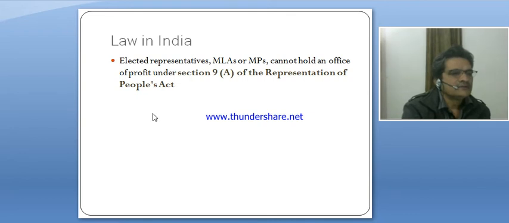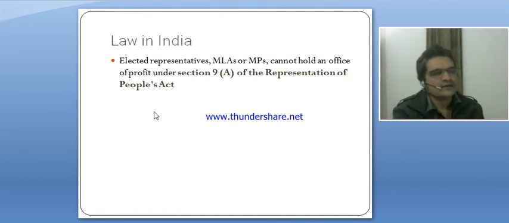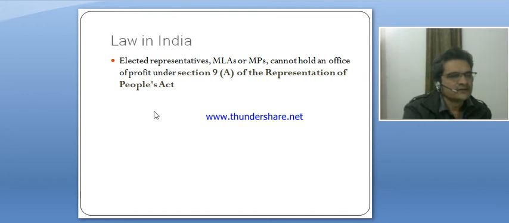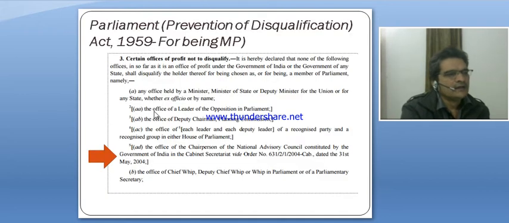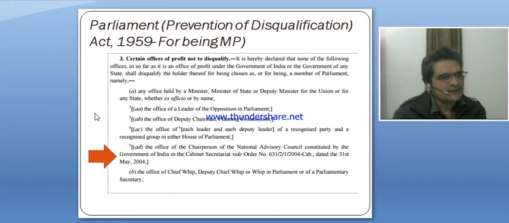Now, coming to the law in India, I had already mentioned that the Representation of People Act clearly bars MLAs and MPs from holding any office of profit, and it is in harmony with the provisions of the Constitution, that is Article 102 and 191, which also say that they cannot hold any office of profit under the union and the state government.